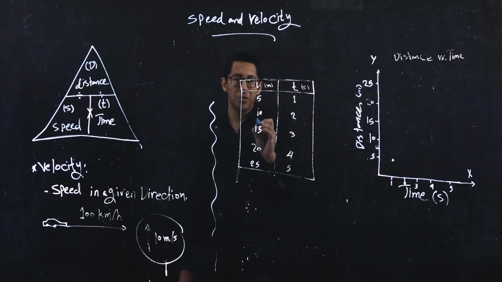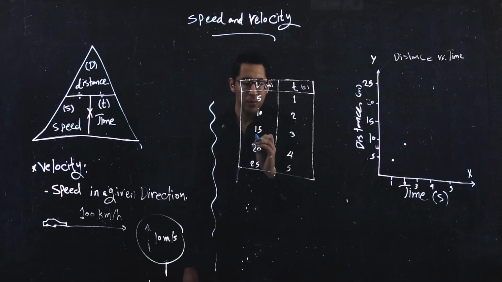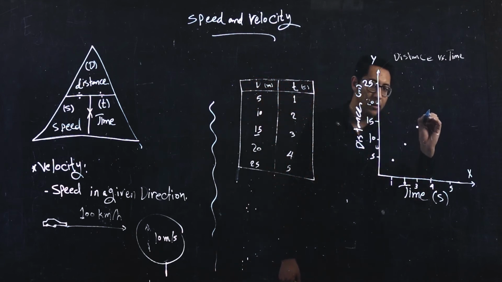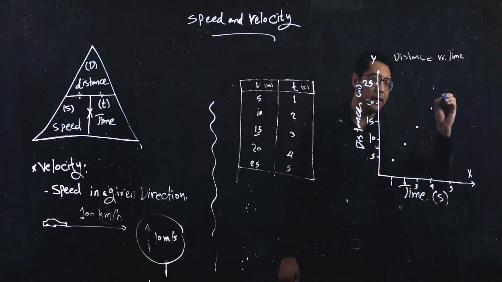After 2 seconds, the object moved 10 meters. So 2 seconds, the object just goes like that. 3 seconds, the object moved 15 meters. 3 seconds, 15 meters. 4 seconds, 20 meters. 5 seconds, 25 meters, and here it is.